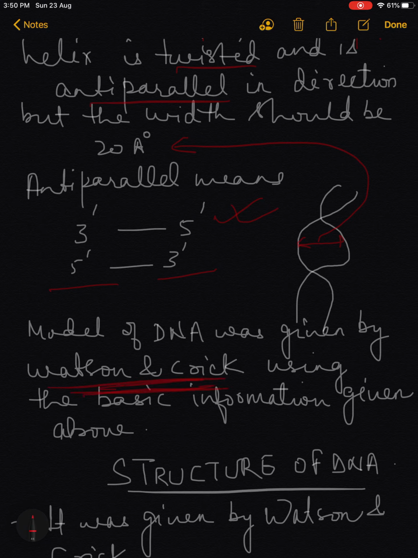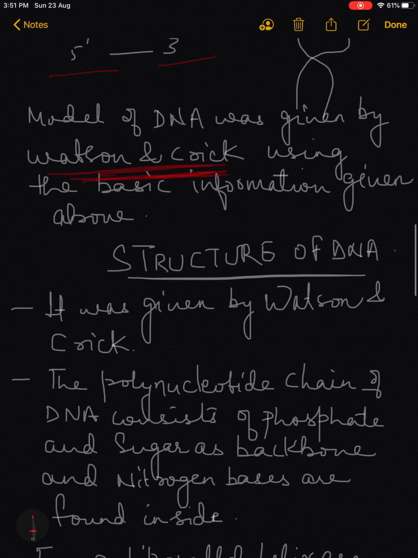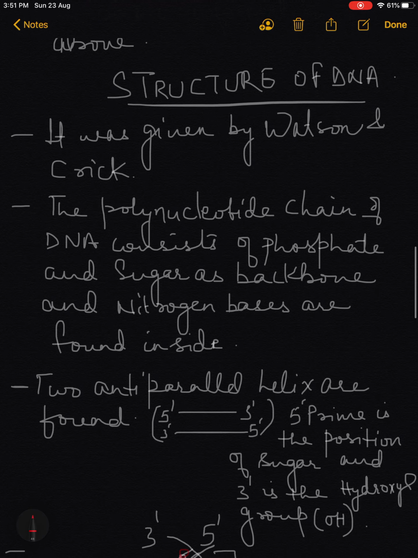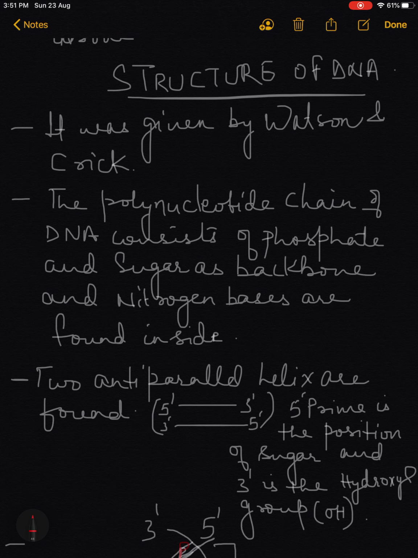The 3D model of DNA was given by Watson and Crick, but they used the information given by Chargaff and Franklin and Wilkins. The information that the previous scientists had given, Watson and Crick used to make a 3D model of the DNA. Now this is the structure of DNA, children, given by Watson and Crick.